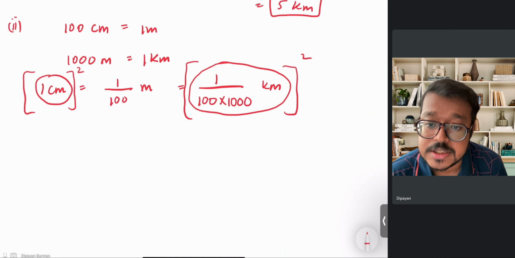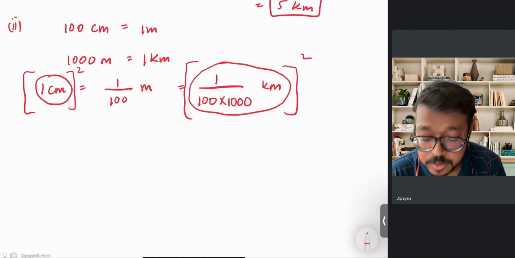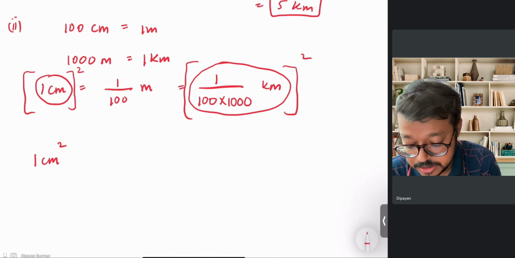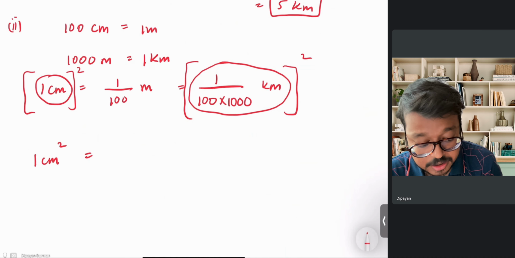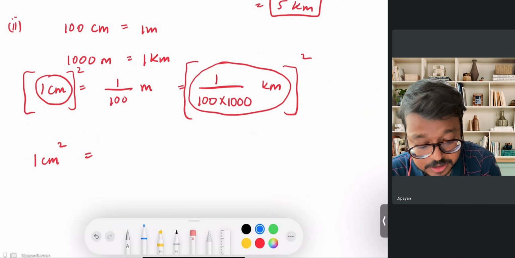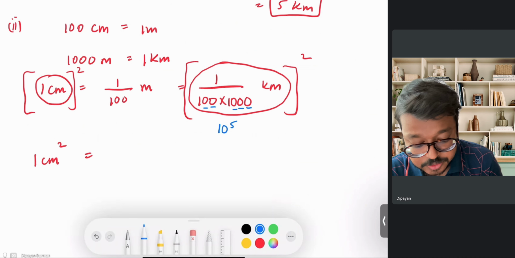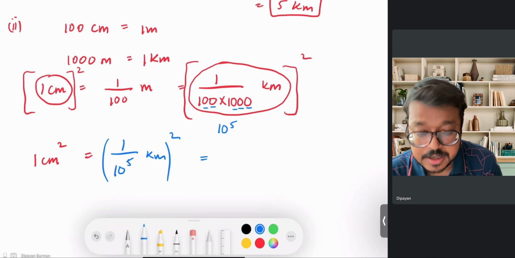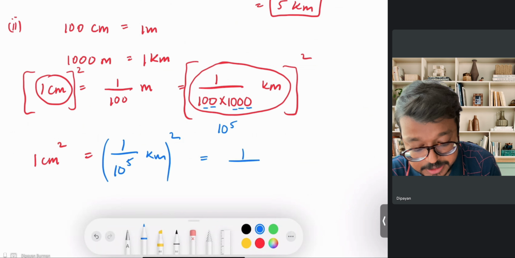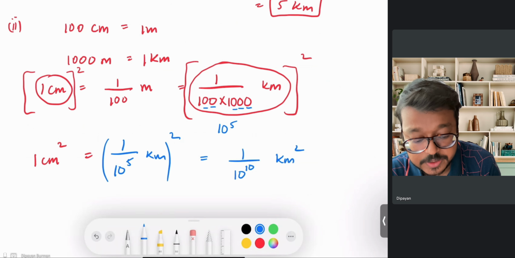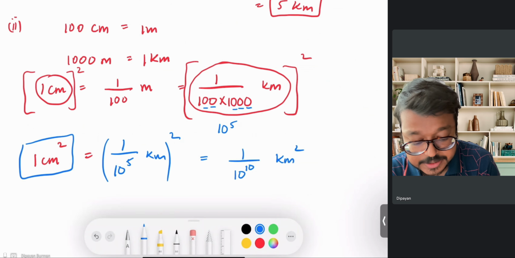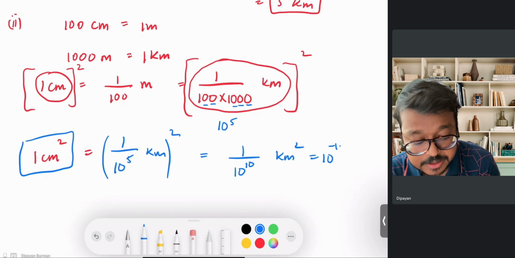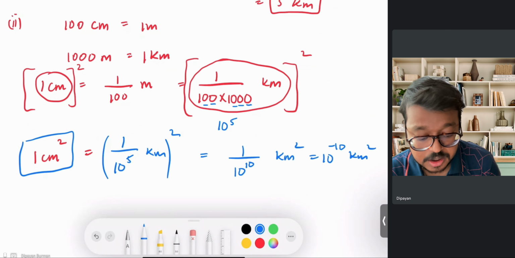So that will involve a lot of zeros. So if you want, we can write in terms of exponents. So 1 centimeter square area is the same as... so I said exponent. So this is 1, 2, 3, 4, 5. This is 10 to the power 5. So it is the same as 1 by 10 to the power 5, whole square. And according to laws of exponents, this will be 1 by 10 to the power 10 kilometers square. So 1 centimeter square is 10 to the power minus 10 kilometers square, or 1 by 10 to the power 10.